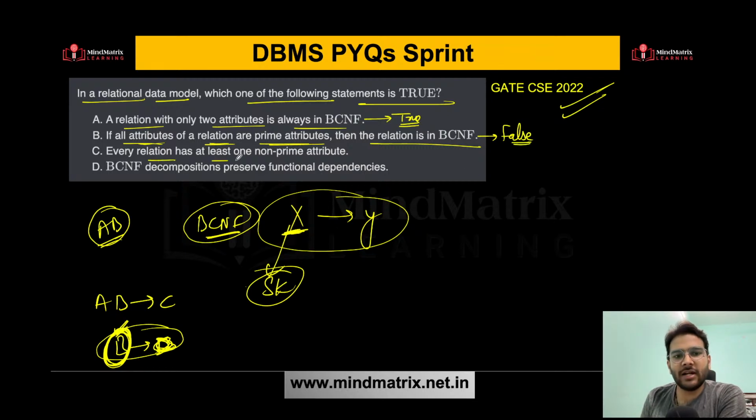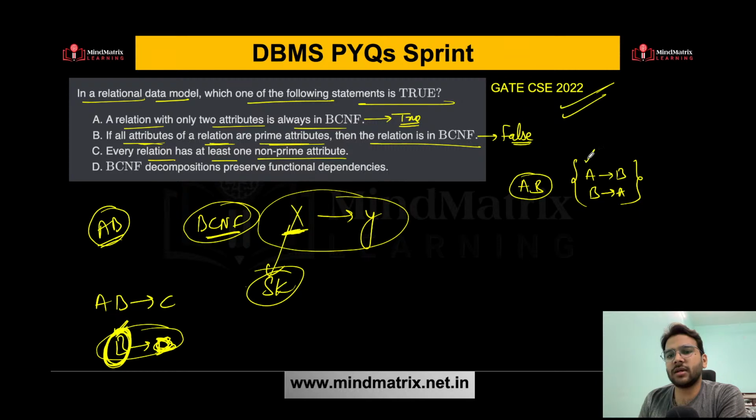Every relation has at least one non-prime attribute. Is this true? No, it is not definitely true, right? We can have zero prime attribute, zero non-prime attribute also. Let's say if you have something like this, if we have a relation, let's say of two attributes, maybe AB, then it may be possible that we have these type of functional dependencies.